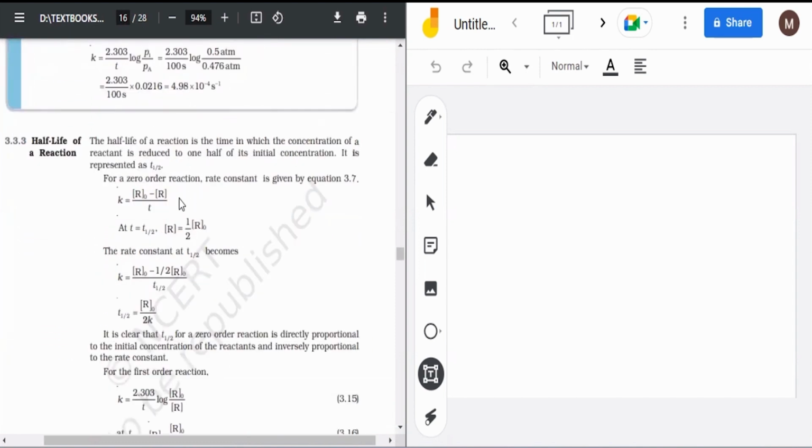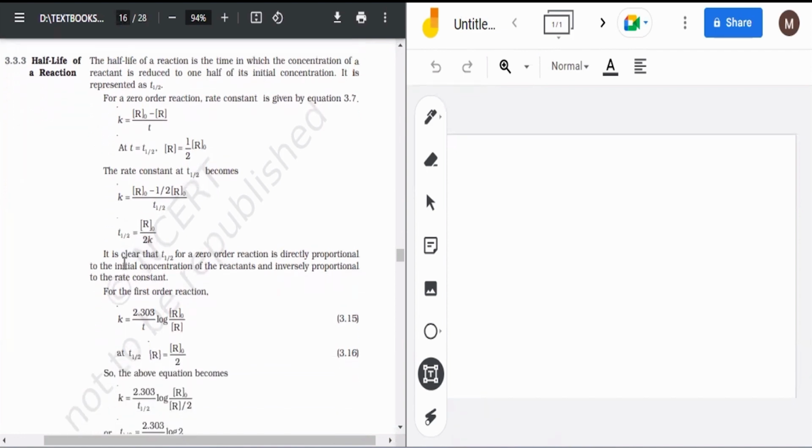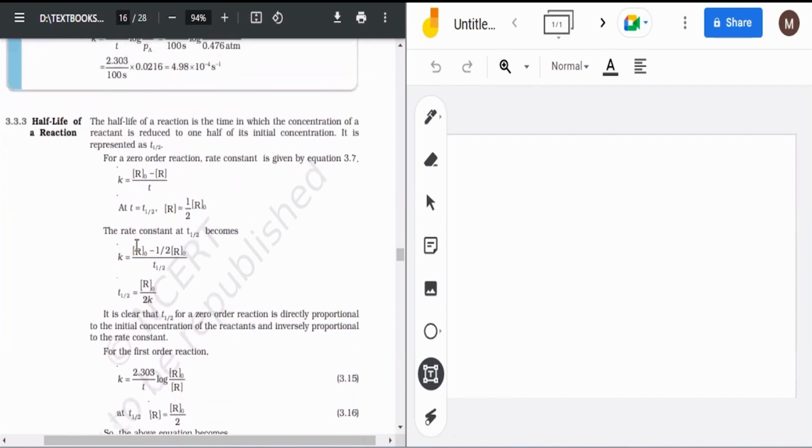Now coming to half-life. What is half-life? Half-life of a reaction is the time in which the concentration of reactant is reduced to one half of the initial concentration. Meaning, whatever initial concentration of any reactant you have taken, the time in which that concentration becomes half, we call that half-life. The formula for half-life is simple: ln 2 by k in case of first order reactions. At t half, the concentration R is equal to R0 by 2. Meaning the concentration becomes half of the initial.